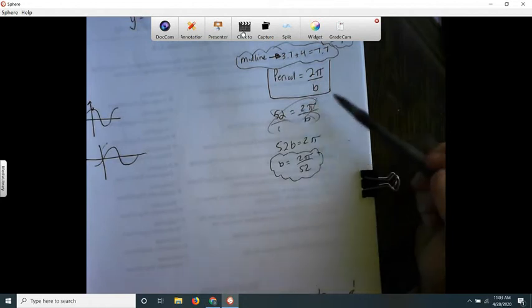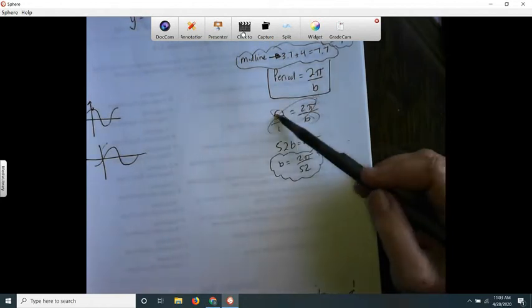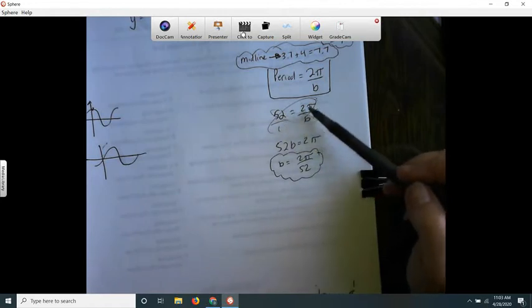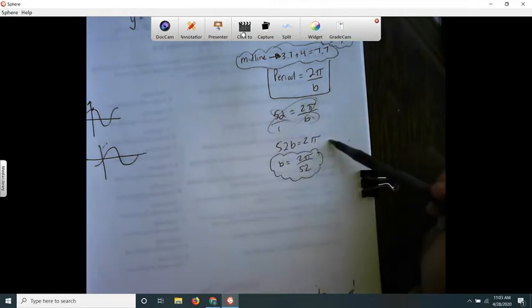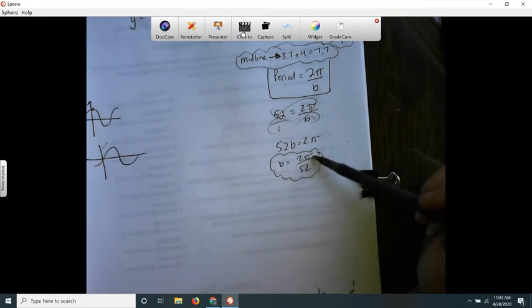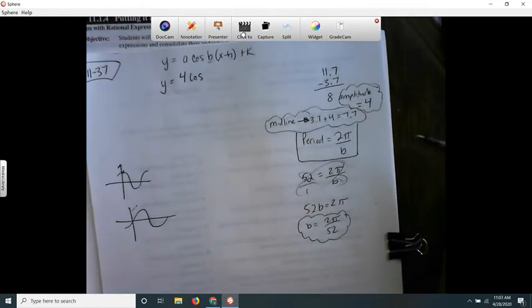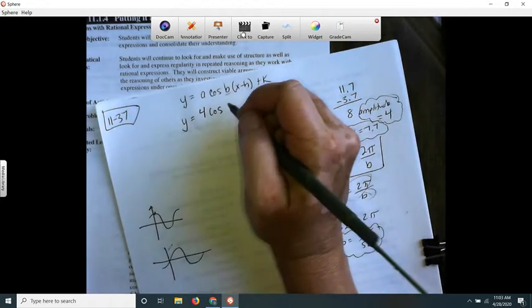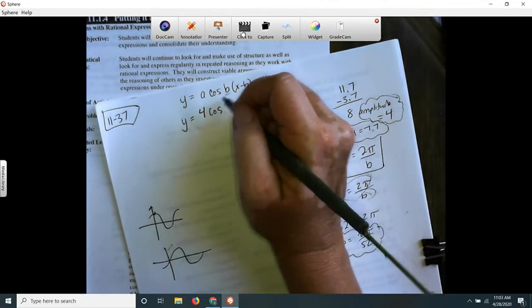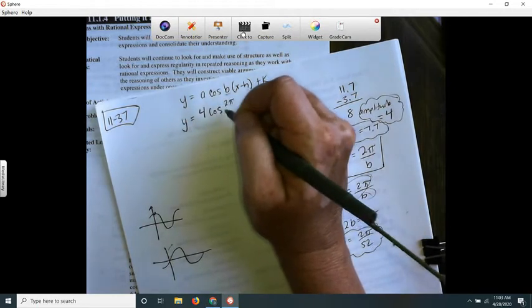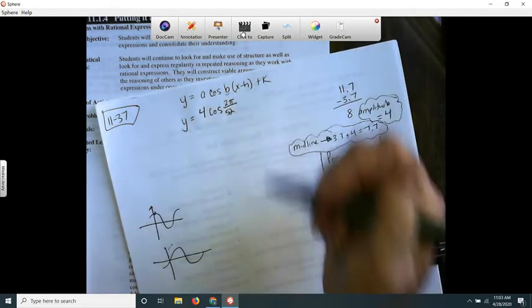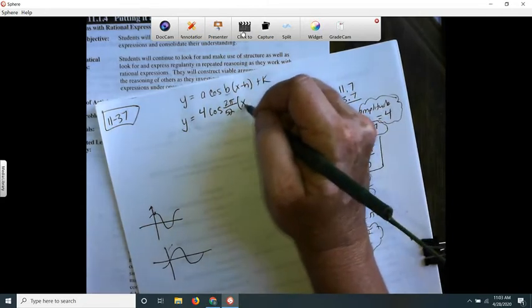So you could say I multiplied both sides by b, or you could say I did cross products and I went 52b equals 2 pi times 1. Then you divide both sides by 52, and you get that b equals 2 pi over 52. Now I can reduce that if I want to, but your answer key left it as 2 pi over 52, so I'm just going to do the same. And then it's x minus h.